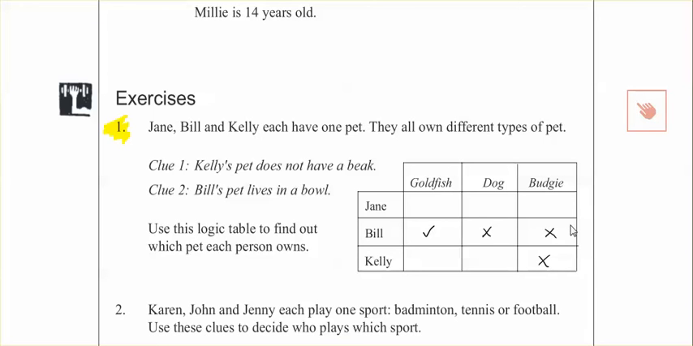Now we therefore know that the person with the budgie must be Jane. We know Bill has the goldfish, so we can cross there, which means Kelly must have a dog.